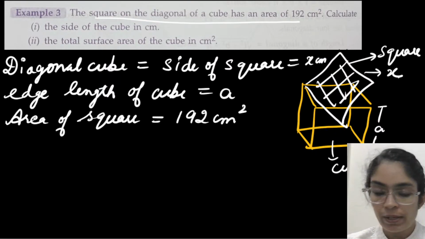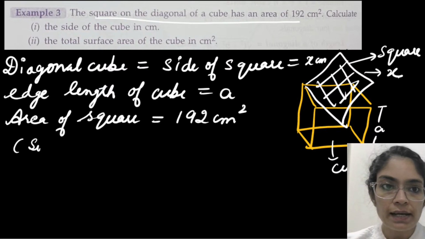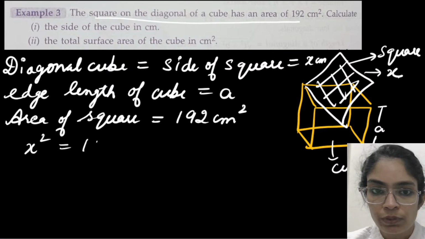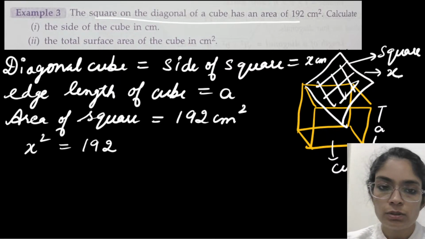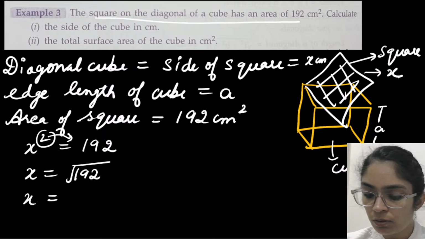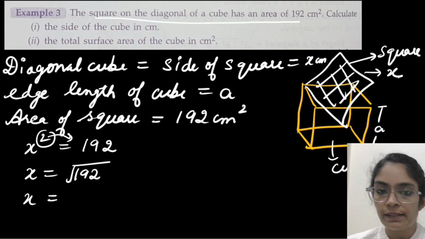So area of square formula, we know area of square is side squared. Side I have just assumed as x. So x squared is what? 192. When we shift the square to the other side it will become square root. So x is equal to the square root of 192. What's the square root of 192?